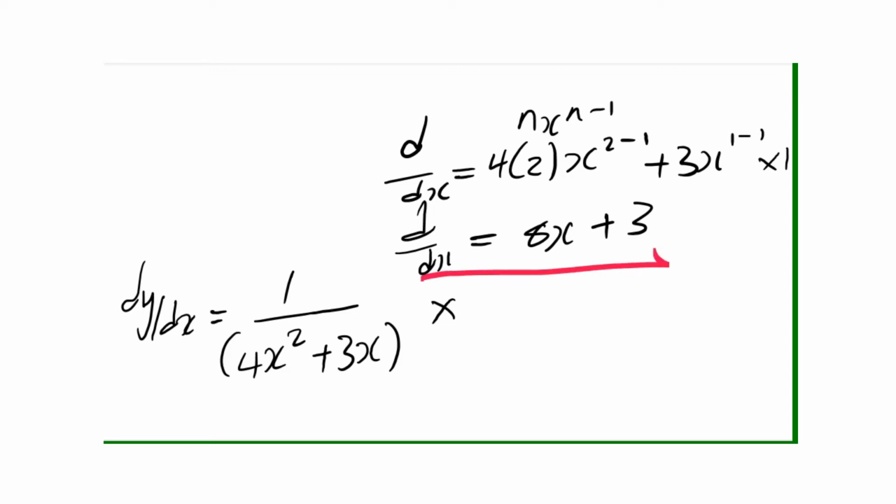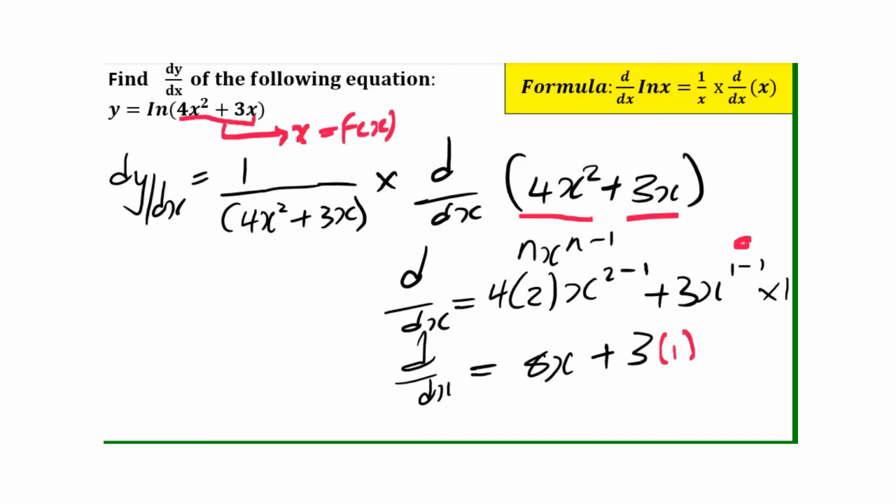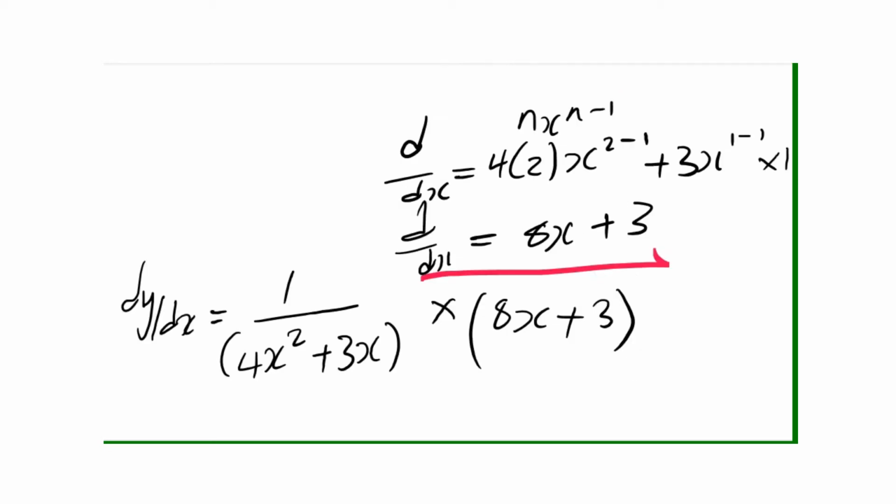So you're gonna write it here. Just open the bracket, 8x plus 3. This should be your answer. This is your final answer. Let's just do a recap. We found this 1 over 4x squared plus 3x, so we had to find d over dx of 4x squared plus 3x. We did find that, which was 8x plus 3. So here's your final answer.